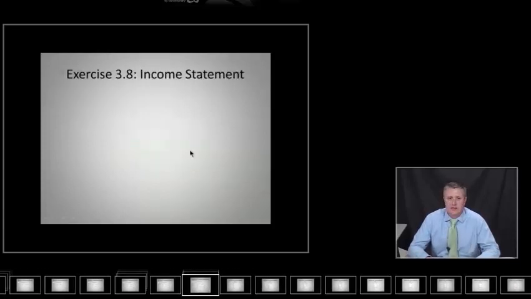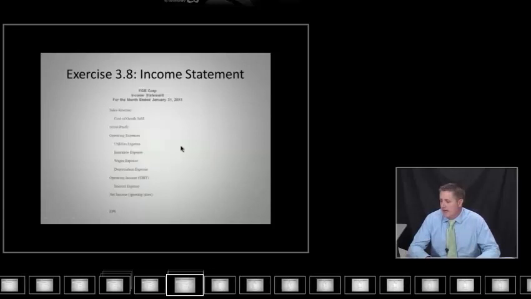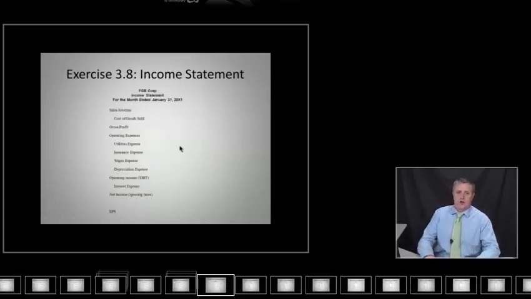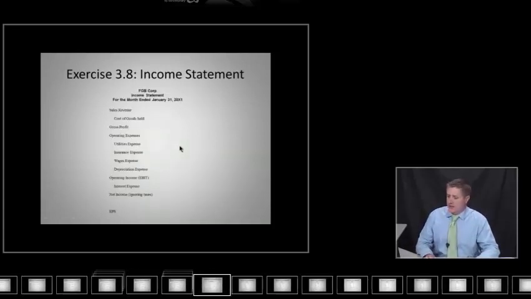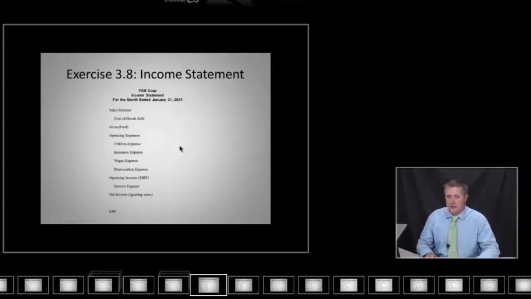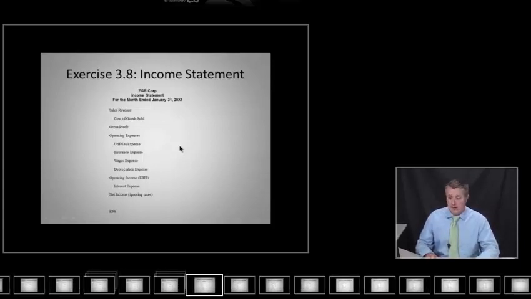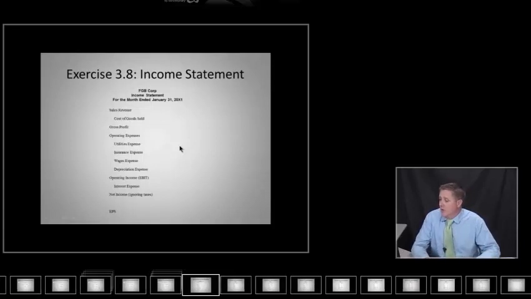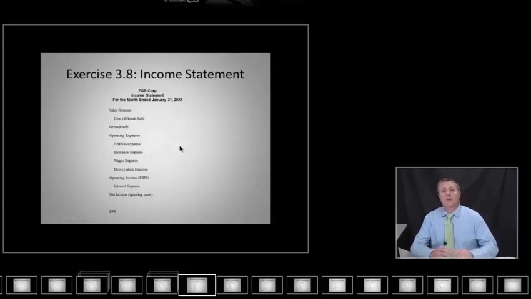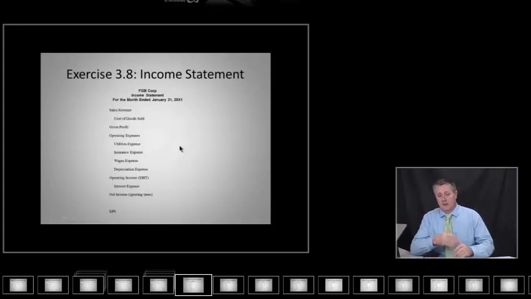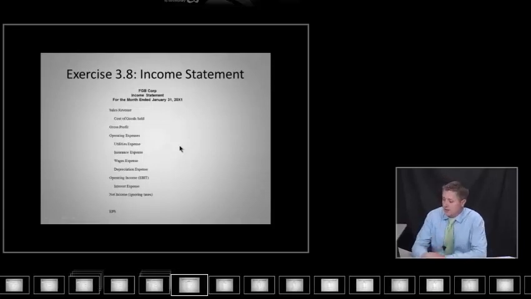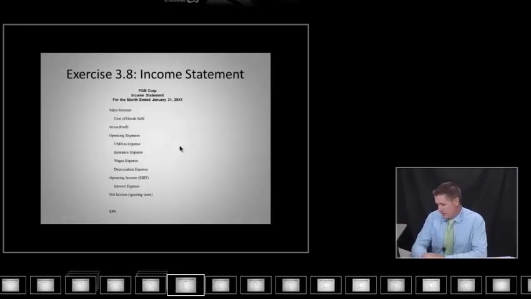So next up, let's look at the income statement. We've already given you the structure of the income statement in the exercise booklet. Basically what needs to be done is you need to plug all the numbers in. So what we're going to do is bring all of the revenue and expense numbers that were reported on the adjusted trial balance over to the income statement.